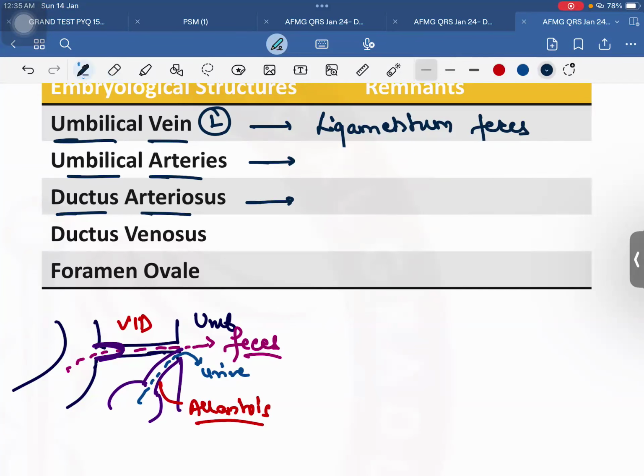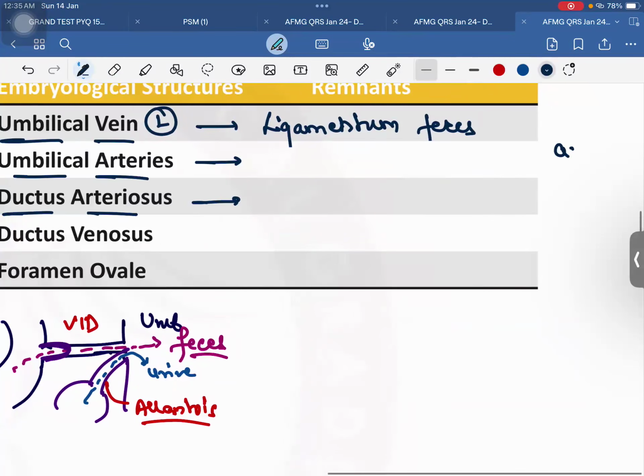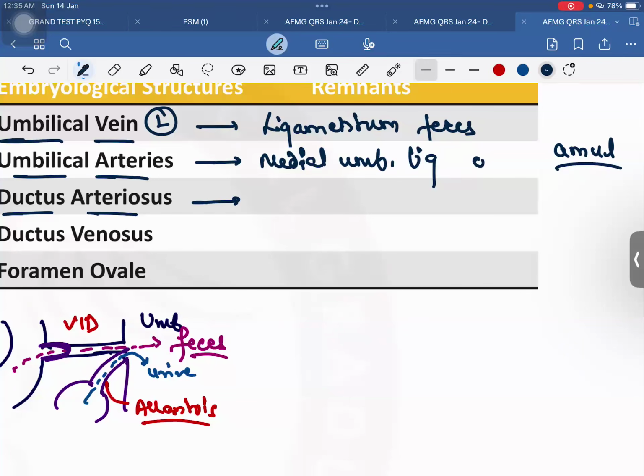Umbilical arteries: the mnemonic you have to remember is AMUL. That means when umbilical arteries undergo obliteration, that is going to form the medial umbilical ligament. So please remember, umbilical artery obliteration leads to formation of the medial umbilical ligaments.